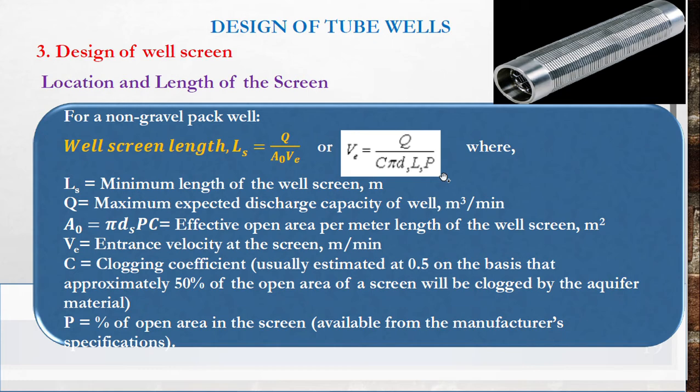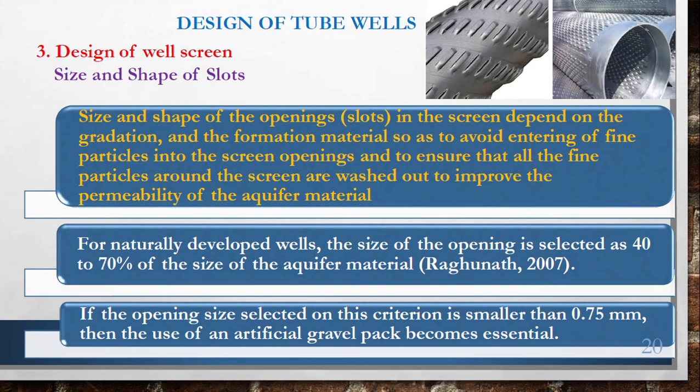Open area is equal to a circular section, right? The well will be in the shape of a circular section. So the area will be π ds. Okay, π ds into C into P will be the total open area. C is nothing but the clogging coefficient, and P is the percentage of open area in the screen. So this will give you the value of the entrance velocity. Now according to this entrance velocity, we have to choose the length of the screen. Second step in the design of well screen is size and shape of the slots.